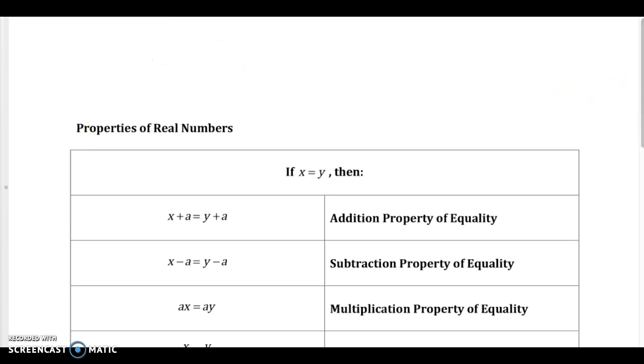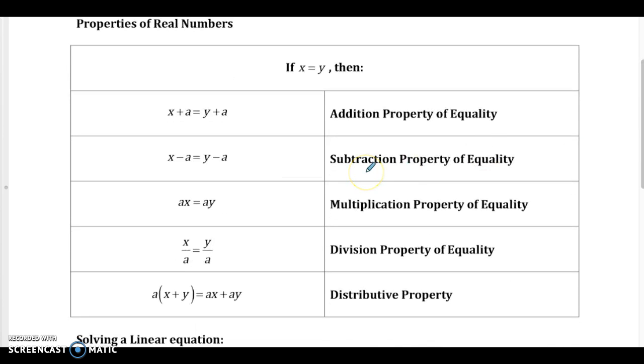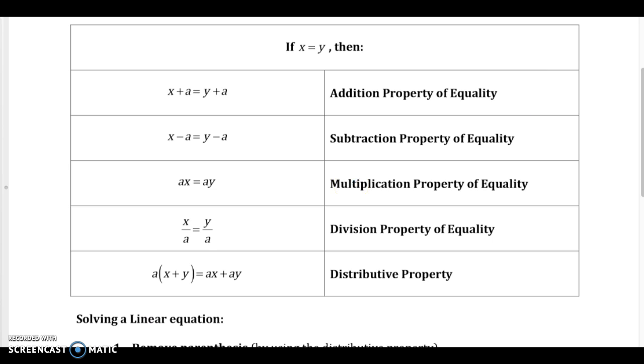Looking at the properties, you've got the addition property of equality, subtraction, multiplication, division, and the distributive property. Your formula sheet will give you an example of the additive property of equality and the multiplicative property of equality. They won't give you the division or the subtraction, but again, they're pretty much the same thing for all of those. Your teachers have probably told you, what you do to one side, you do to the other. They will also give you an example of the distributive property.